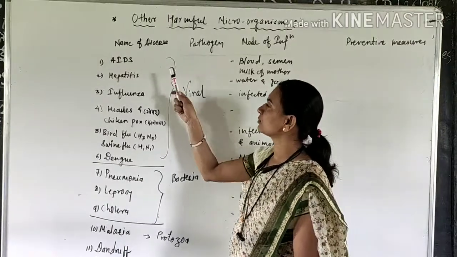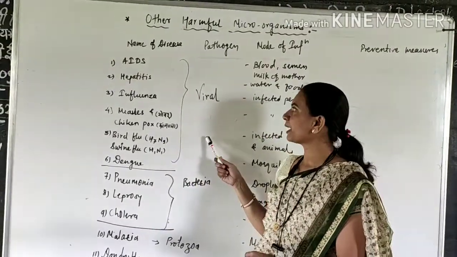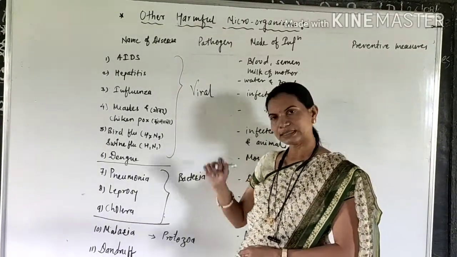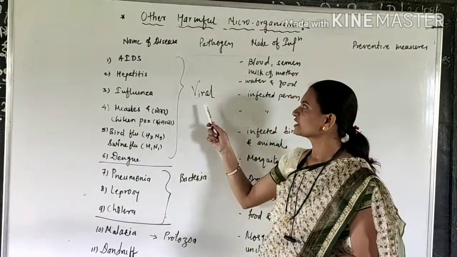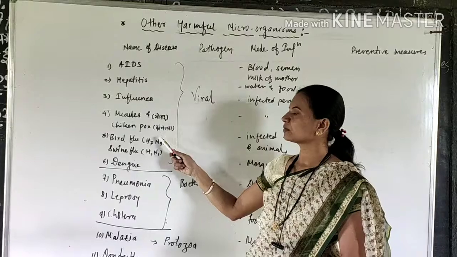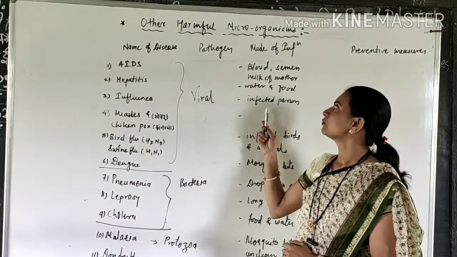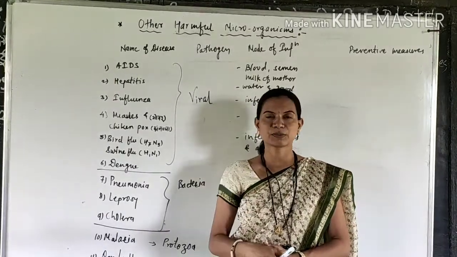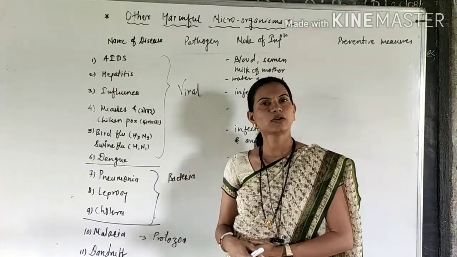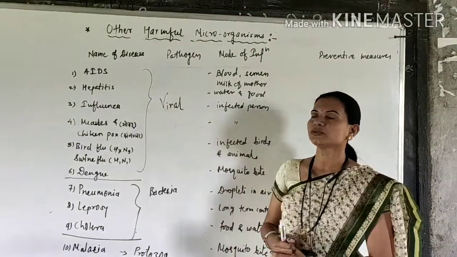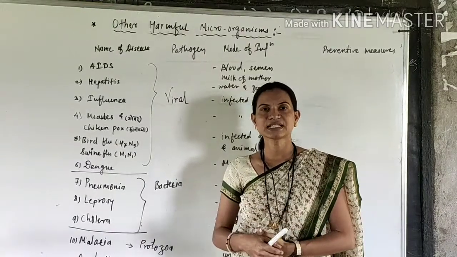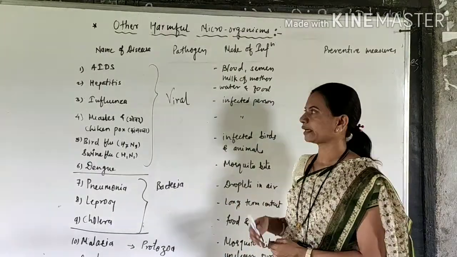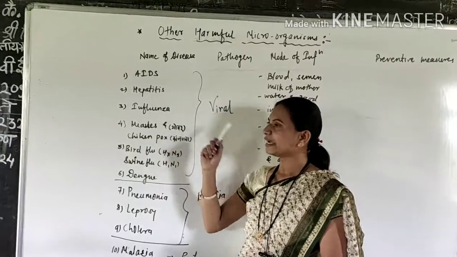In this chart, the first column is the name of the disease. After this, the pathogen. Pathogen means the harmful microorganism or causing agent of the disease. Then the mode of infection, which means how these harmful microorganisms enter our body to create infection or disease. And the last point is the preventive measures. If you want to avoid a disease, some preventive measures must be taken. So we studied the first disease, that is AIDS.